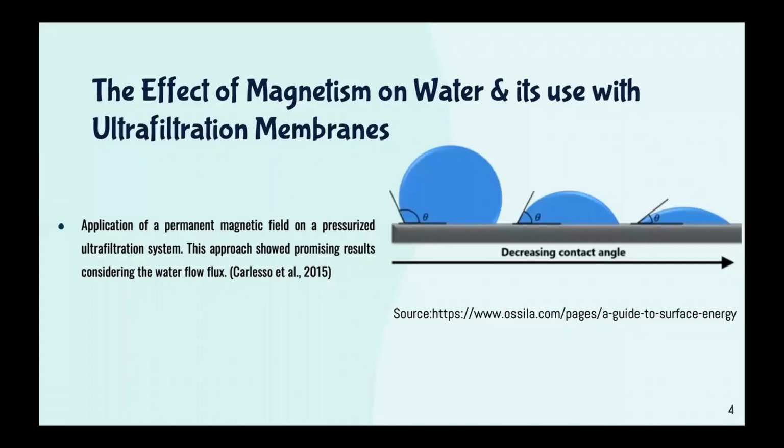Hassan et al. 2015 studied the effect of magnetism on water for agricultural use and concluded that the contact angle of water decreases by around 26%. Also, Carloso et al. 2015 studied the effect of having a magnetic field on a pressurized ultrafiltration system and showed promising results in fouling reduction, which is believed to be due to the decrease in contact angle.